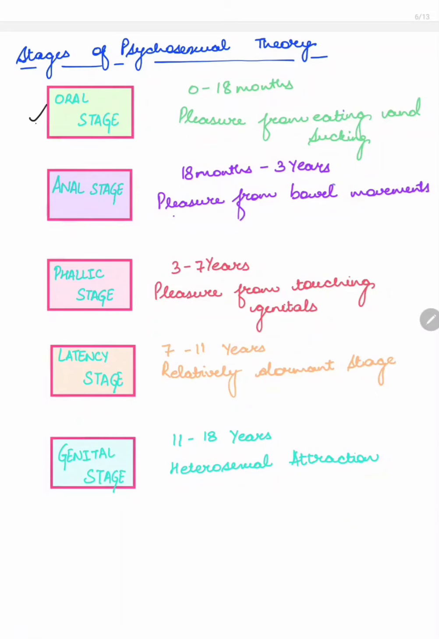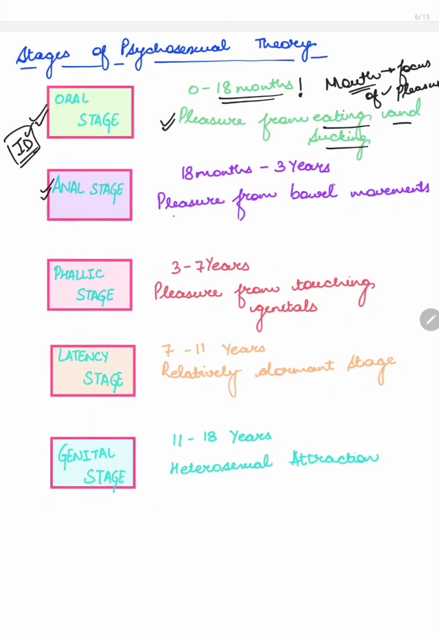So the first stage is the oral stage, which begins at birth and lasts till 18 months, right? At this stage, the child seeks pleasure from eating and sucking, right? So the mouth becomes the focus of pleasure in the oral stage. The infant obtains sensual pleasure by sucking, right? So this is the biological drive. Basically, the child's personality at this stage is controlled by the id, right?